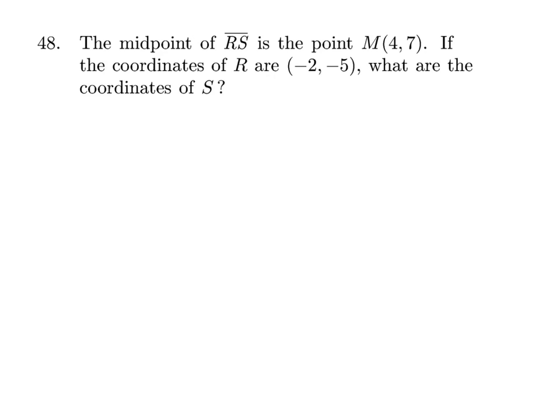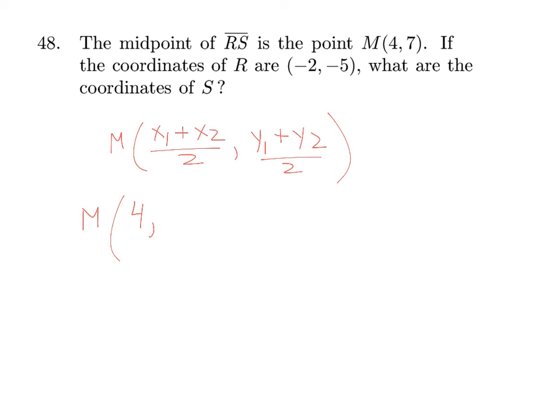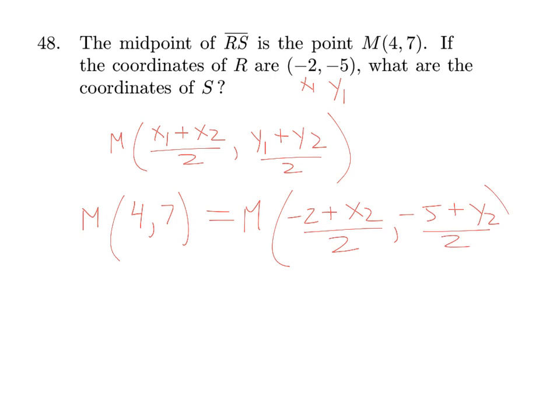All right, the midpoint RS is the point 4, 7. We're going to use the midpoint formula here again, which is x1 plus x sub 2 over 2, y sub 1 plus y sub 2 over 2. They give you the midpoint. That's 4, 7, and that's equal to applying the midpoint formula. This is my x1, this is my y1. So x1 is negative 2 plus x sub 2 over 2. And I have y1, which is negative 5 plus y sub 2 over 2.